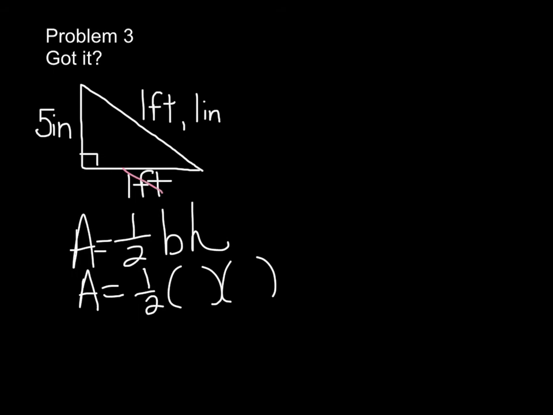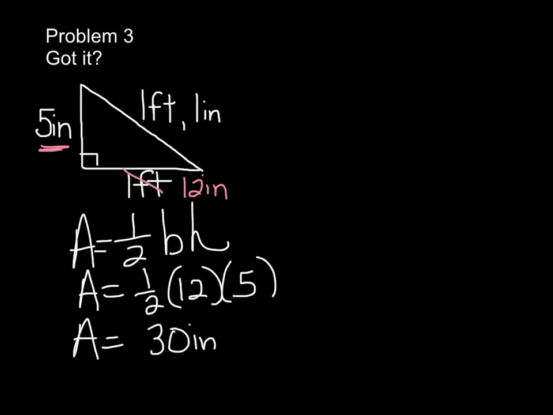Rather than 1 foot, since I already have 5 inches over here, I'm going to change 1 foot into 12 inches. So the base would be 12 inches, the height would be 5 inches, and now we multiply. 12 times 5 is 60, half of 60 is 30 squared inches.